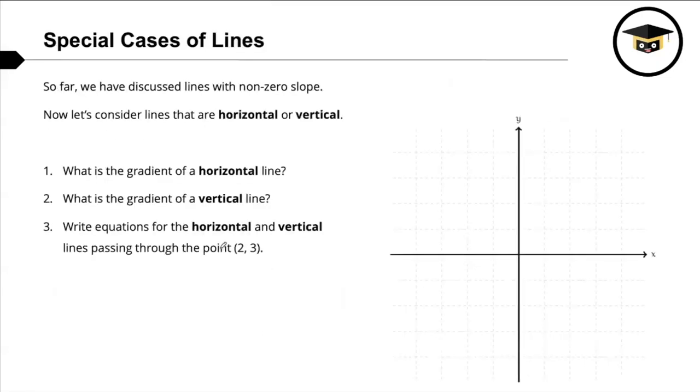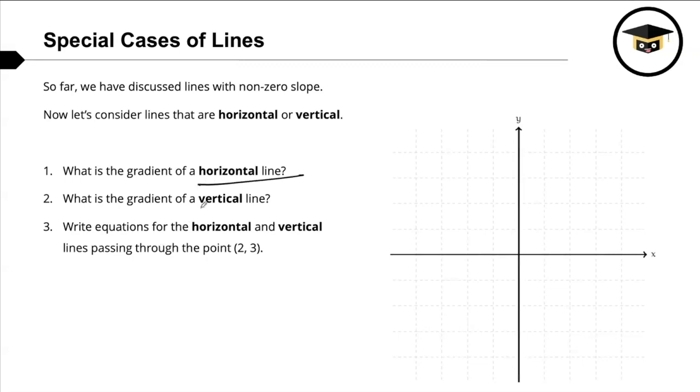Let's talk about some special cases of lines. So far, we've discussed lines with non-zero slopes. Now let's consider lines that are horizontal or vertical. So question 1, what is the gradient of a horizontal line? We've already actually covered this in our gradient and slope video. That is going to be a gradient of 0 for a horizontal line.